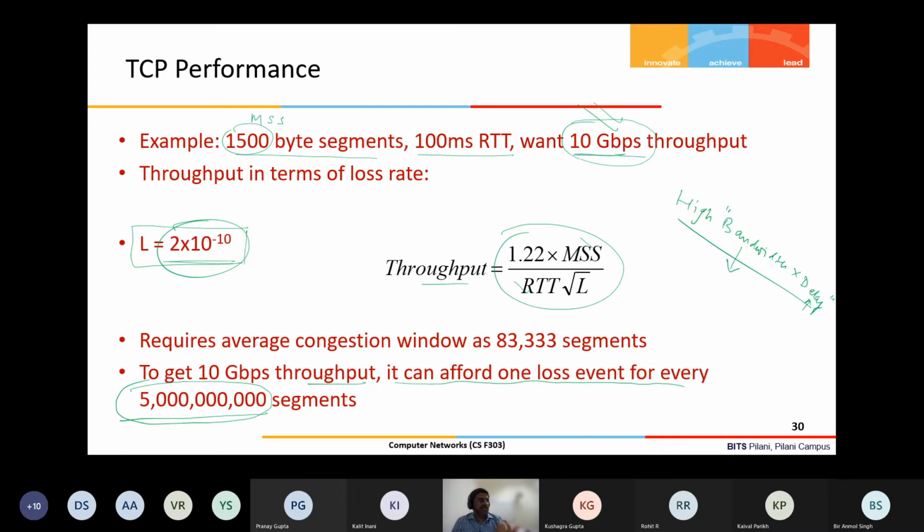At least your packet will be lost well before sending these many segments. So it will be difficult, and you can understand from the way the TCP connection starts also. Suppose you have a 10 Gbps link, right? Now how are you starting? You are starting with 1 MSS. You are sending, suppose, 1460 bytes, then 2 MSS.